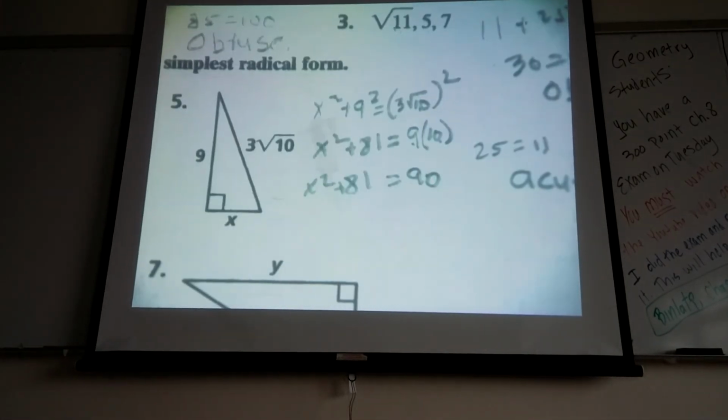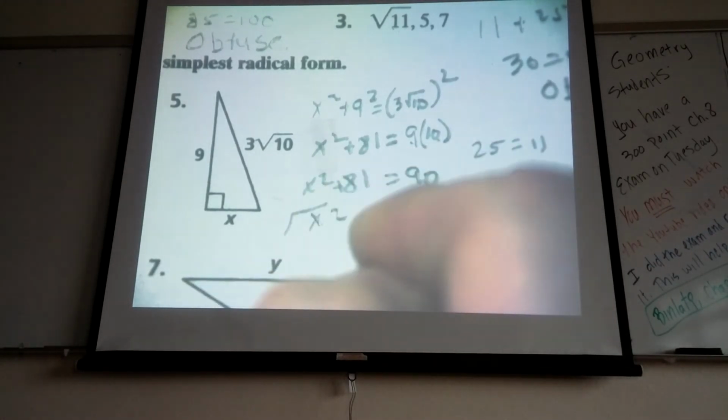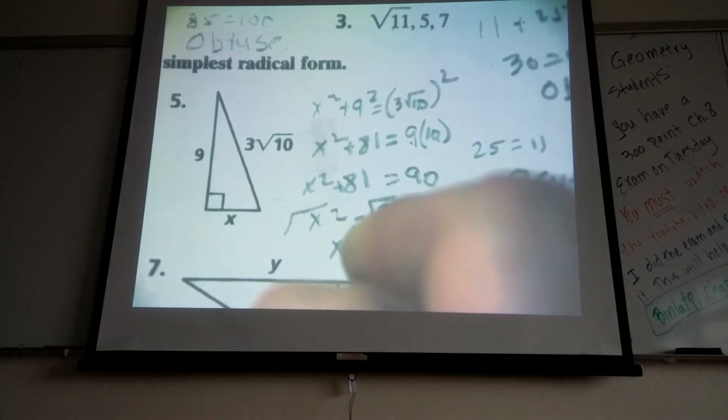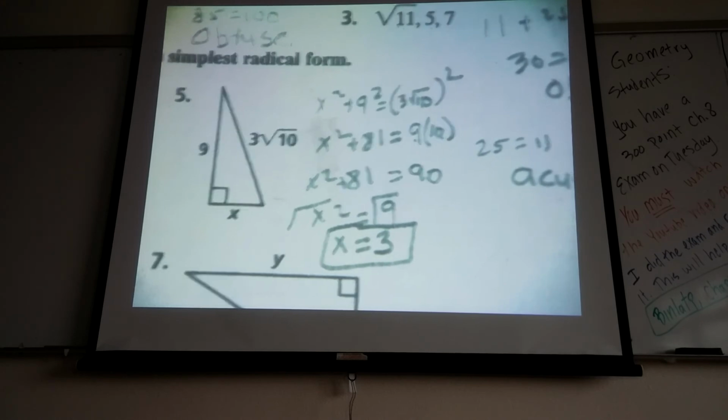Subtract both sides by 81. You're going to get x squared equals 9. Square root both sides, x equals 3. And remember, there are two answers when you take the square root, the positive and the negative. But we're talking about distance here. So you take the positive answer, which is x equals 3.